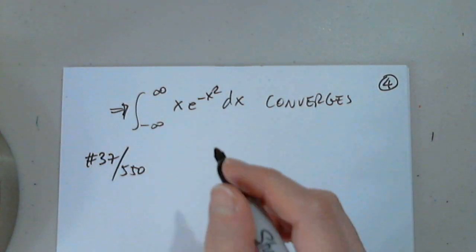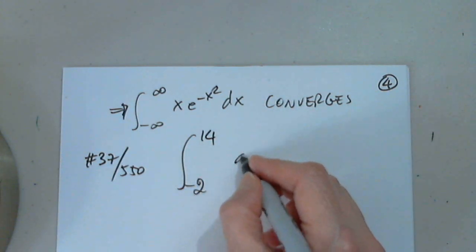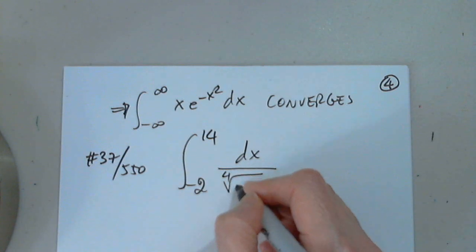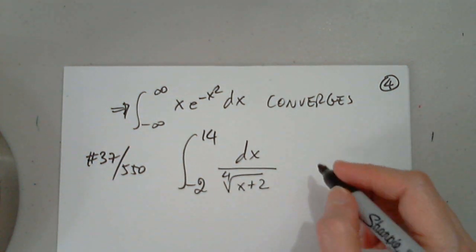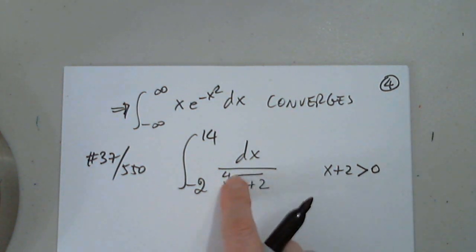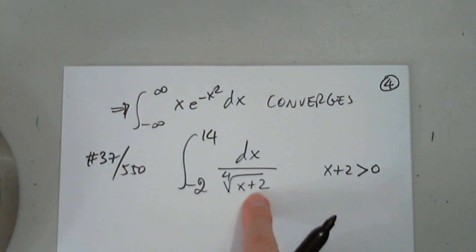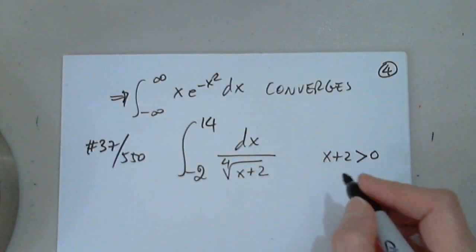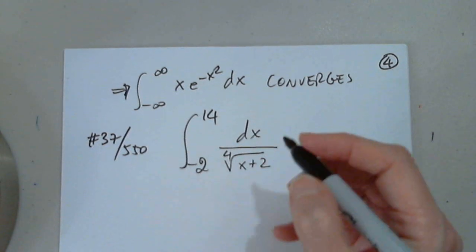Also on 550, we have the integral from negative 2 to 14 of dx over the 4th root of x plus 2. So we know that x plus 2 has to be strictly greater than 0 because this quantity is a radical with even index 4, but it also cannot be 0 because this quantity is in a denominator. So x has to be strictly greater than negative 2. So the problem is here.